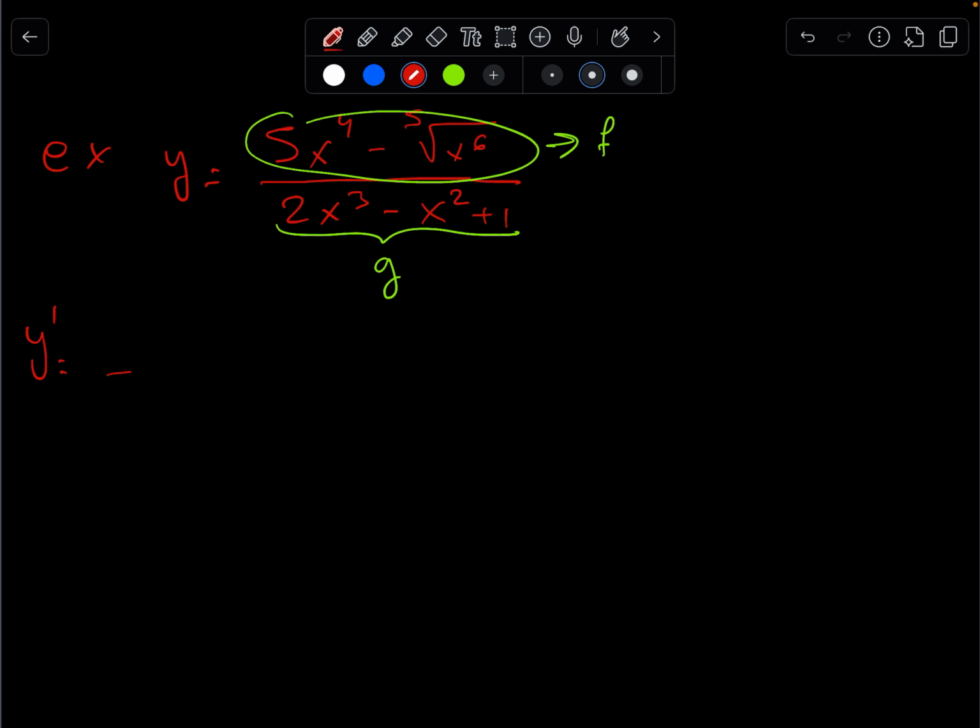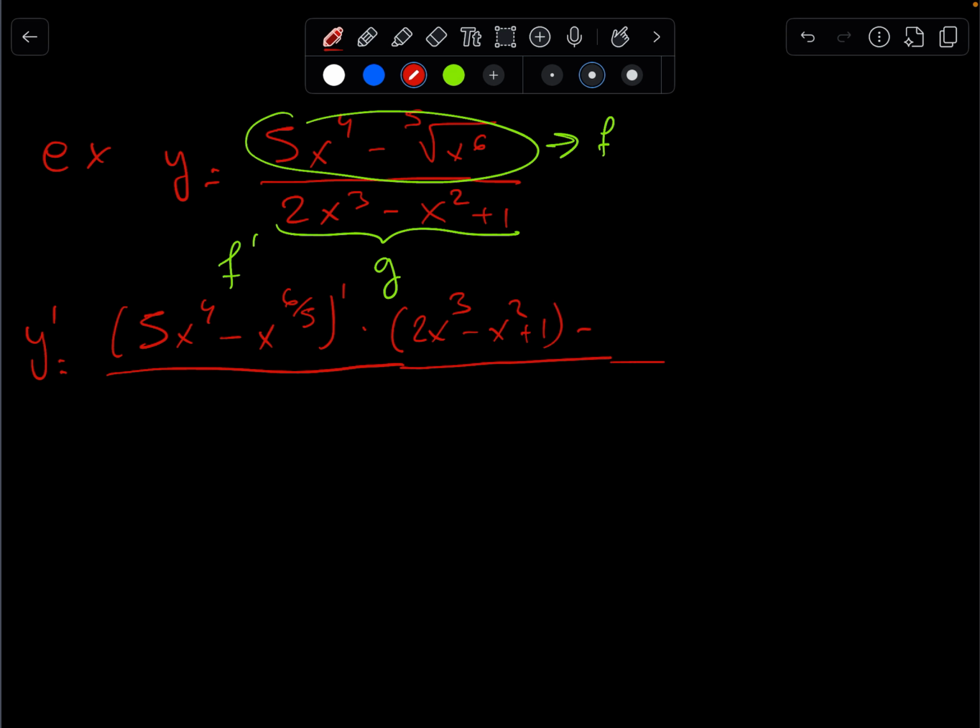Okay, so the derivative will be, again, just set up the rule first. The derivative of 5x to the power of 4 minus x to the power 6 over 5 prime. So this is my f prime, and I have to multiply this by the denominator, 2x cubed minus x squared plus 1, minus the numerator, 5x to the power of 4 minus x to the power 6 over 5 times the derivative of the denominator, 2x cubed minus x squared plus 1 prime.